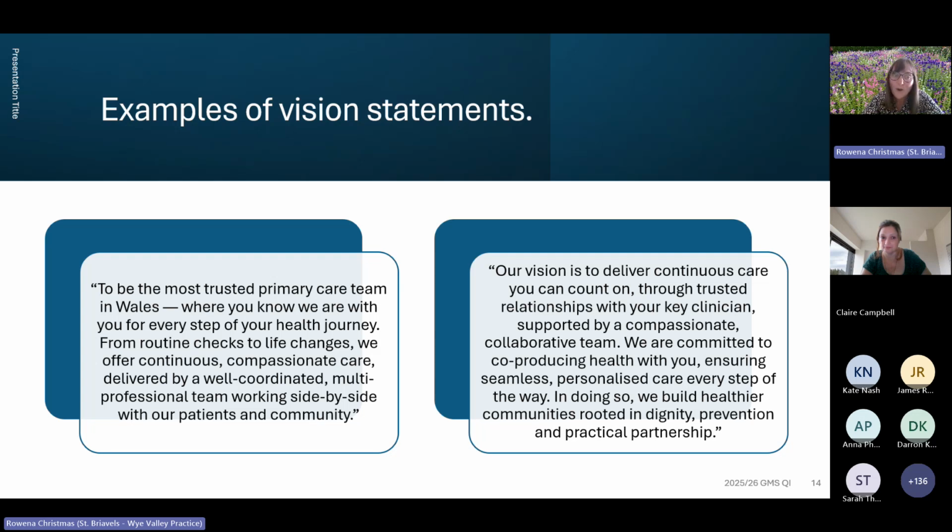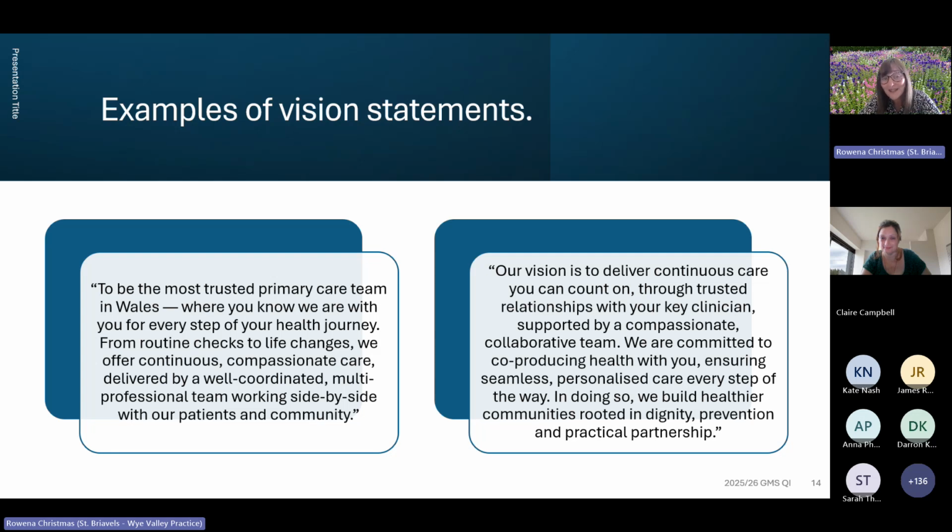One student said, our aspiration should be to be the most trusted primary care team in Wales, where you know we're with you for every step of your health journey, from routine checks to life changes. We offer continuous, compassionate care delivered by a well-coordinated, multi-professional team working side by side with our patients and community. And I had to give them a clap for that, because that is definitely, I think, what we're all aspiring to, even if we're not able to deliver it every day.